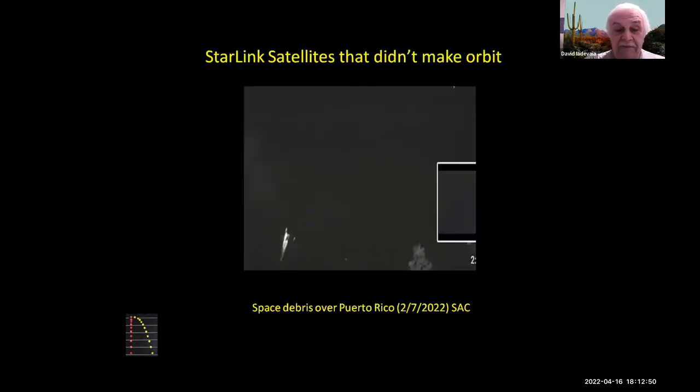And this is what they looked like over Puerto Rico when they were coming back.